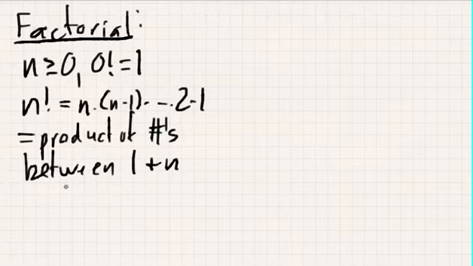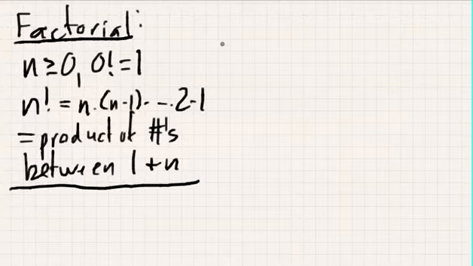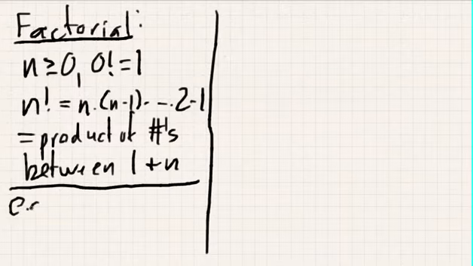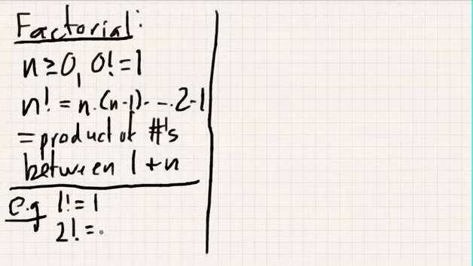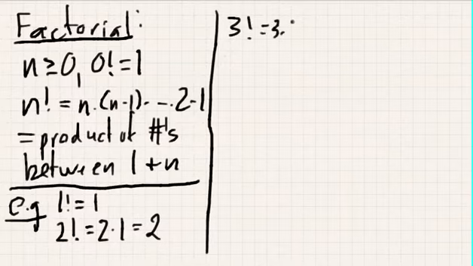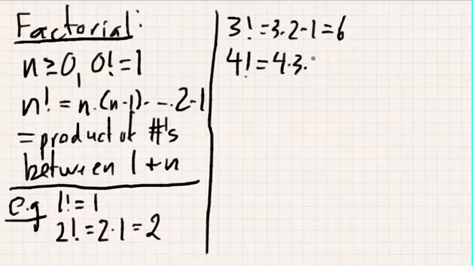So let's just look at a couple of examples of these, and as you can imagine, these get harder to compute when you have to multiply a lot of numbers together. So for example, 1 factorial, well, it's the product of the numbers between 1 and 1, so it's just 1. 2 factorial is 2 times 1, so it's 2. 3 factorial is 3 times 2 times 1, we already saw that. So that's 6. 4 factorial is 4 times 3 times 2 times 1. 4 times 3 is 12, times 2 is 24, times 1 is still 24.